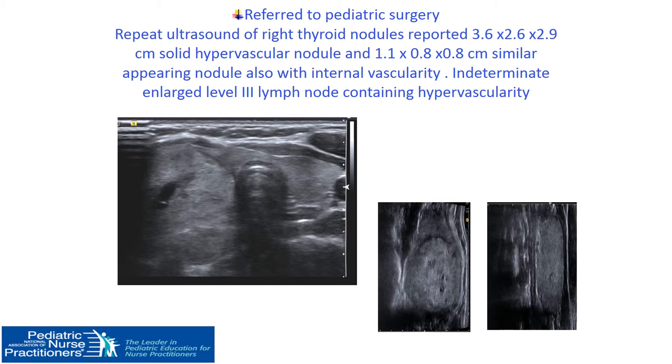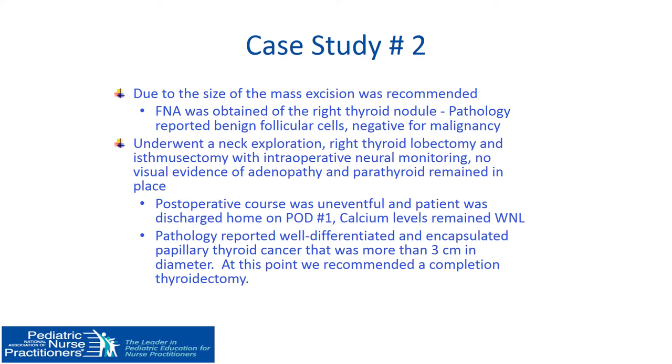We went ahead and did an FNA to determine if it was malignant or benign, because that would determine whether we were going to take out the whole thyroid or partial. Pathology reported benign follicular cells and was negative for malignancy. So we proceeded with a neck exploration, a right thyroid lobectomy, and isthmusectomy, with intraoperative neuromonitoring. In the operating room, there was no evidence of enlarged lymph nodes or any lymph nodes that were concerning, so we let them be, and the parathyroids all remained in place.